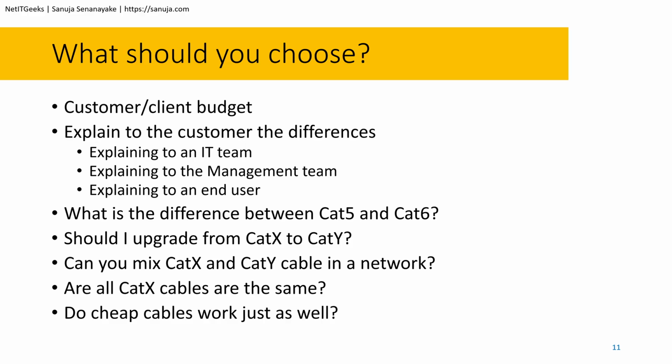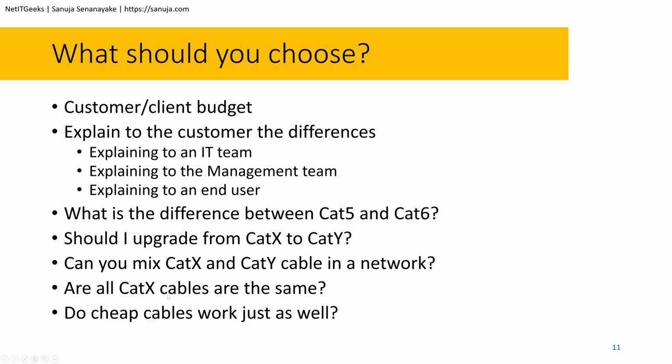Can you mix Cat X and Cat Y, and will the network work? The answer is yes, it will. You can have the entire infrastructure built with Cat5e cables and then put the last bit in Cat6. It's just going to create a bottleneck. And the same goes the other way around. You can have the entire infrastructure built with Cat6a cables and have Cat5e on the last bit. No problem. It's just going to create a bottleneck.